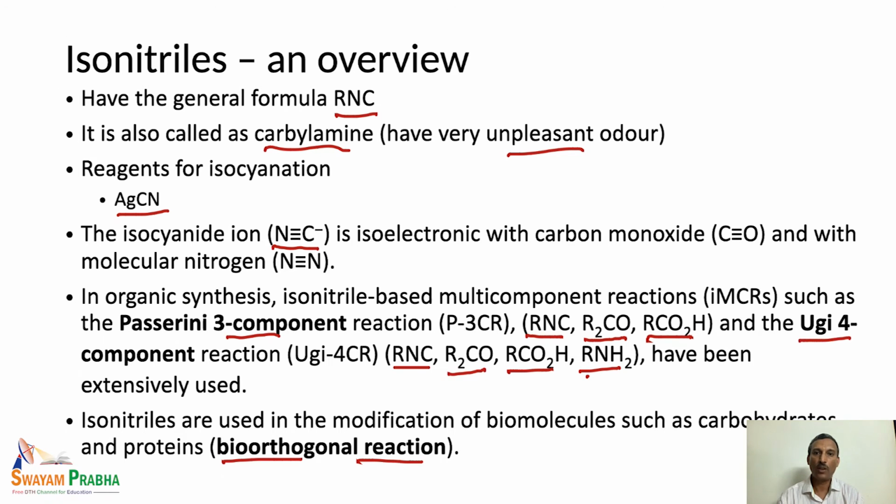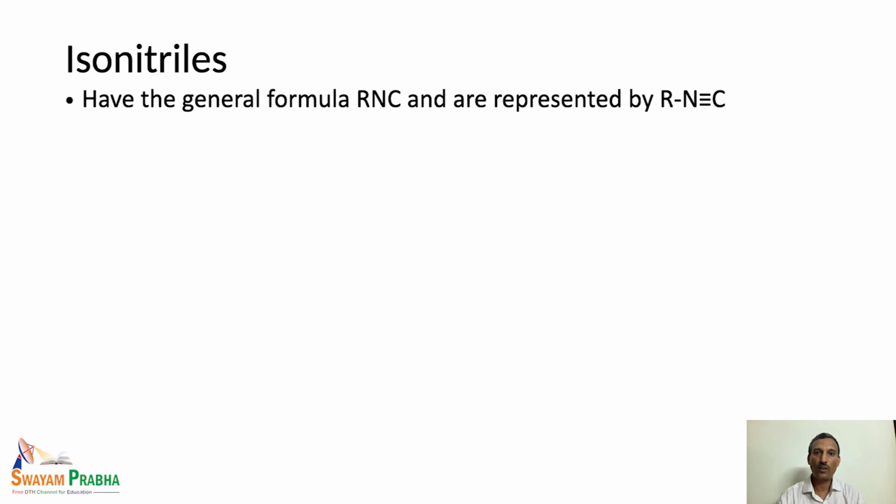Actually, bioorthogonal reactions are very important, and when a compound has more than one functionality, a bioorthogonal reaction selectively reacts with one of the functionalities. That is the beauty of these bioorthogonal reactions, and isonitrile can be one of the sources for these kinds of reactions. Let us look at what isonitriles are.